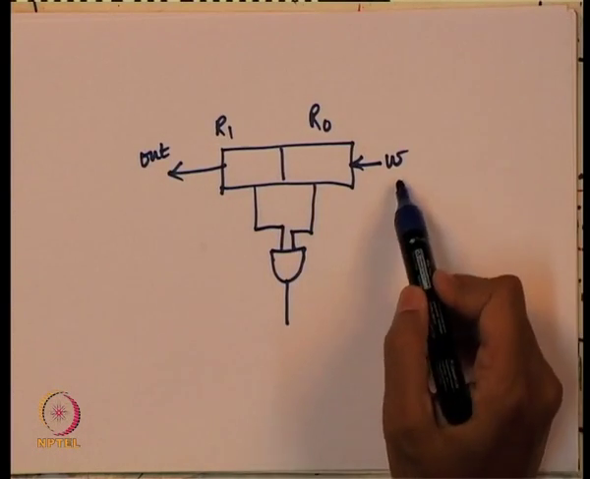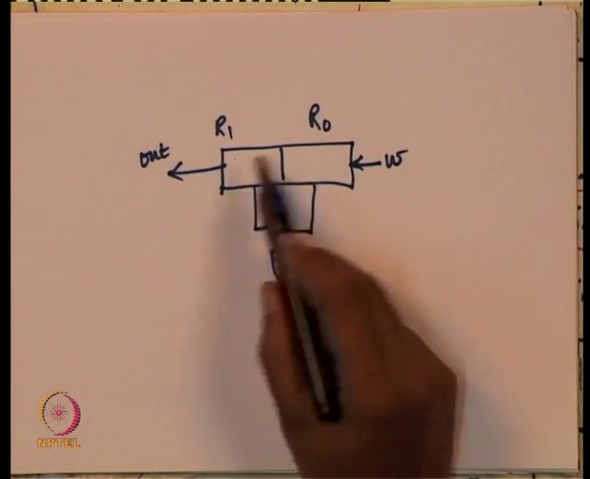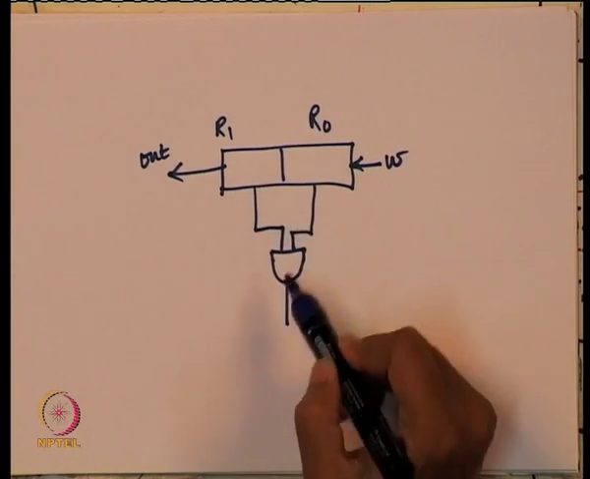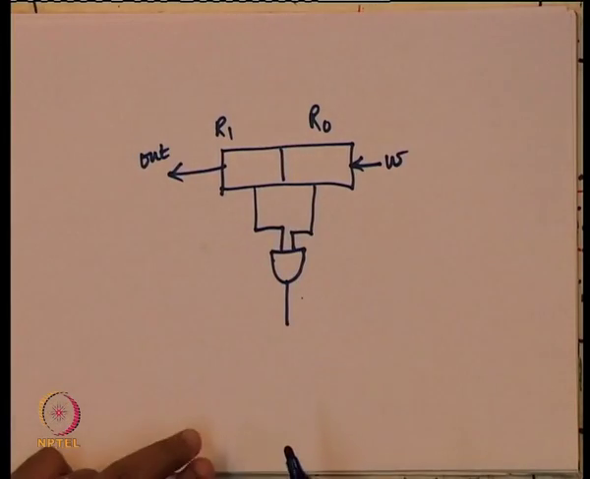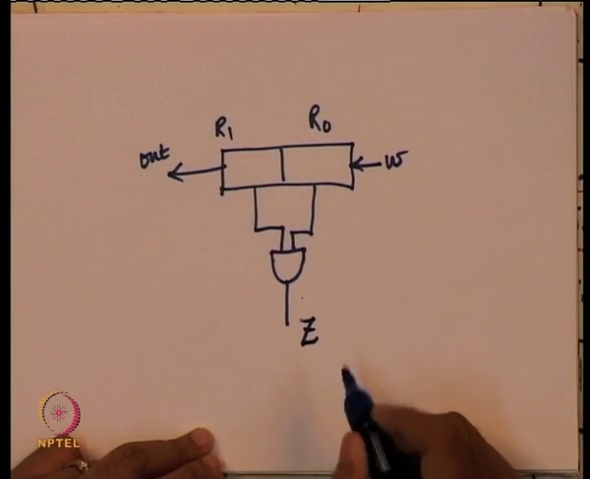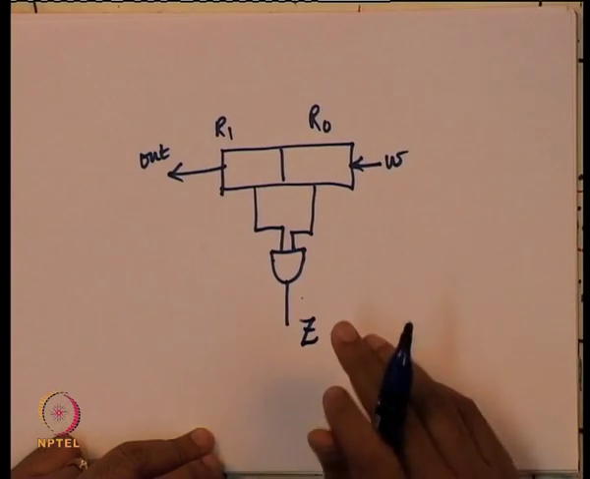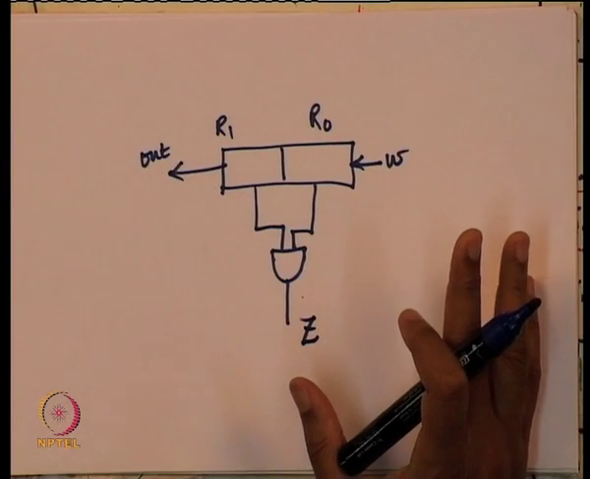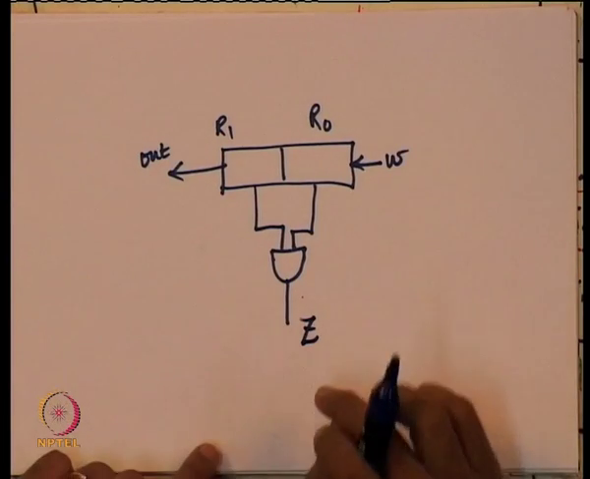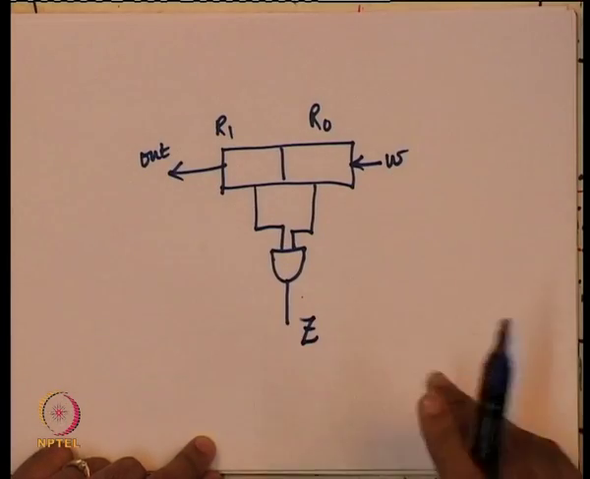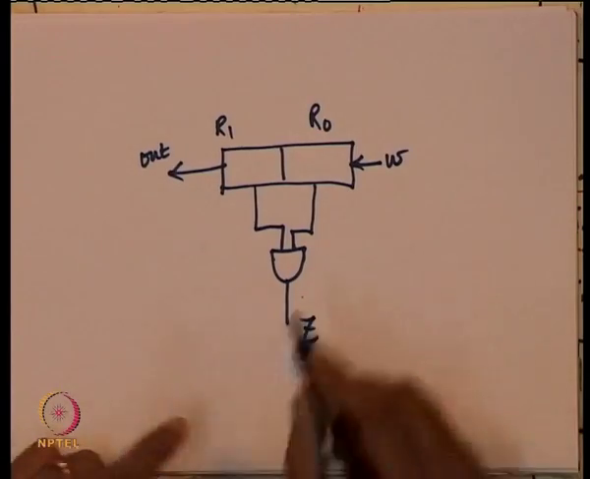So, at some point if W is 1 1, then R1 and R0 will both become 1. When R1 and R0 are both 1, the AND gate will have an output of 1. This is what we asked in the problem. If I call this my output Z, then this circuit is capturing the problem at hand. The problem was, if there are 2 1s in the inputs consecutively, then the output must be a 1, and this is detecting the case where there are 2 consecutive 1s. So, this is a fairly simple example.